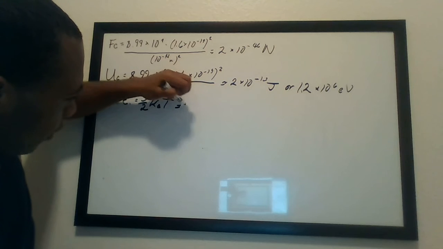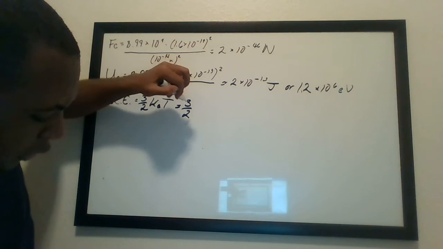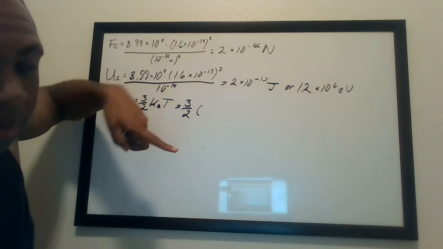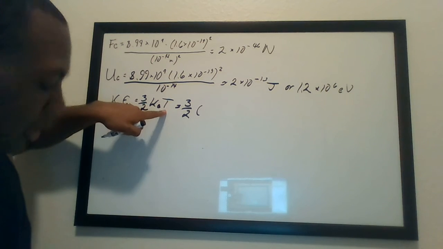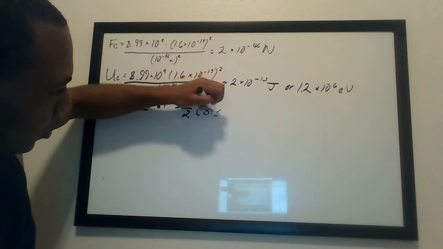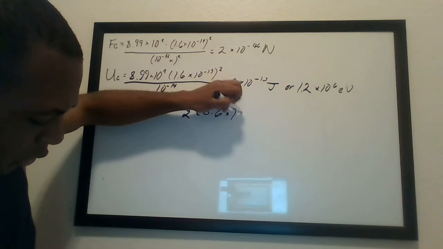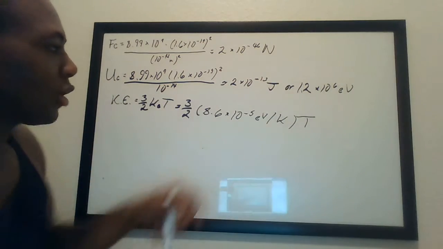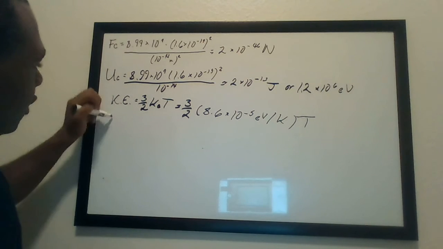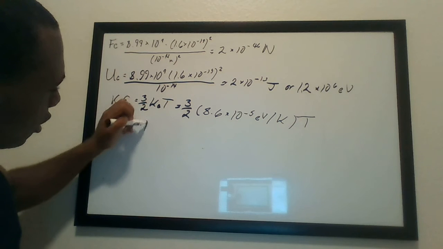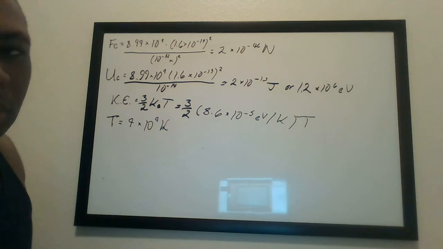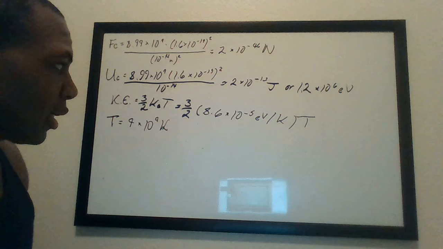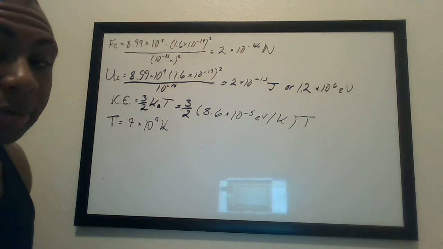then what do we have? We have 3/2 times the Boltzmann constant, and we have to do it in joules or eV per Kelvin, because this formula only gives us temperature in Kelvin, times 10 to the -5 eV per Kelvin, and this is T. T stands for temperature, but we can easily find that the temperature is something along the lines of 9 times 10 to the 9th K. This is extremely hot, and that's putting it mildly.